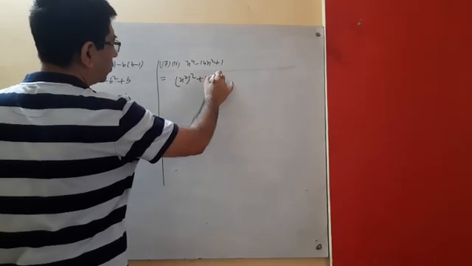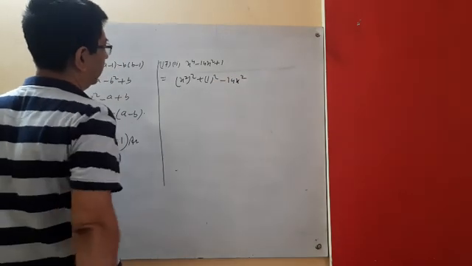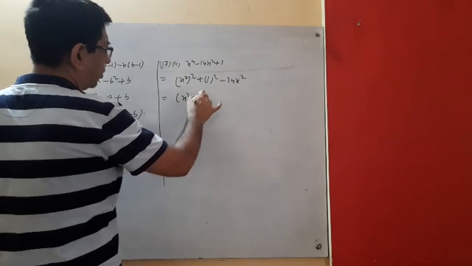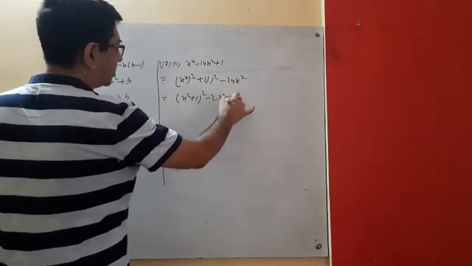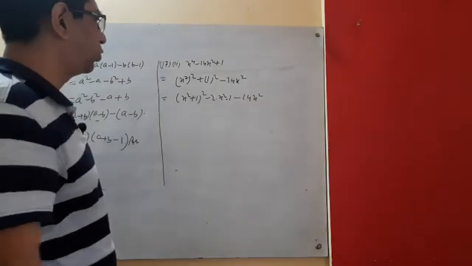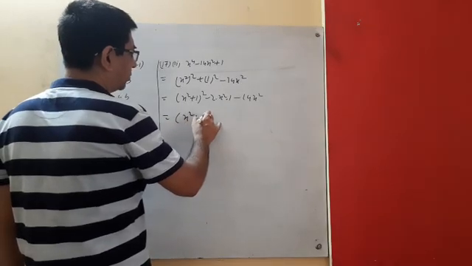This is 1 whole square. These two squares written side by side, minus 14x square. Now a square plus b square, we know the formula, a plus b whole square minus 2ab. Just see whether it is matching or not, that is, whether it is coming in the difference of two squares or not. Let's see. So it is coming x square plus 1 whole square.